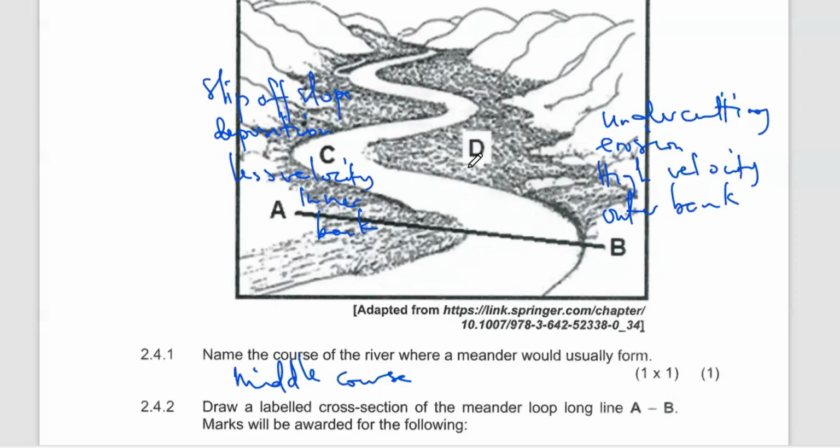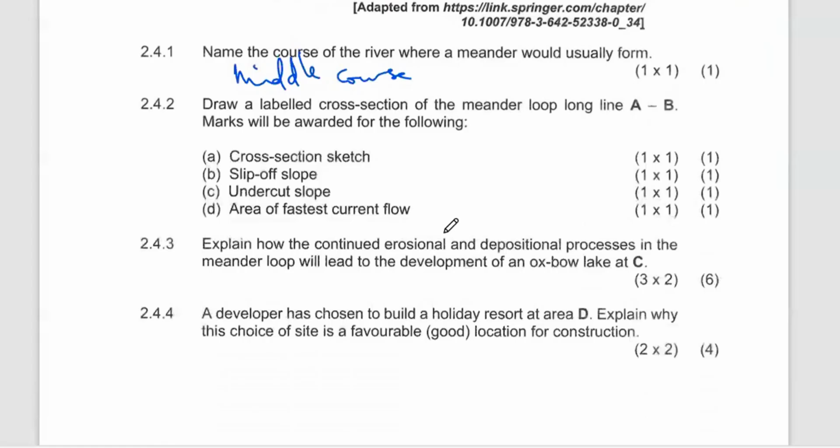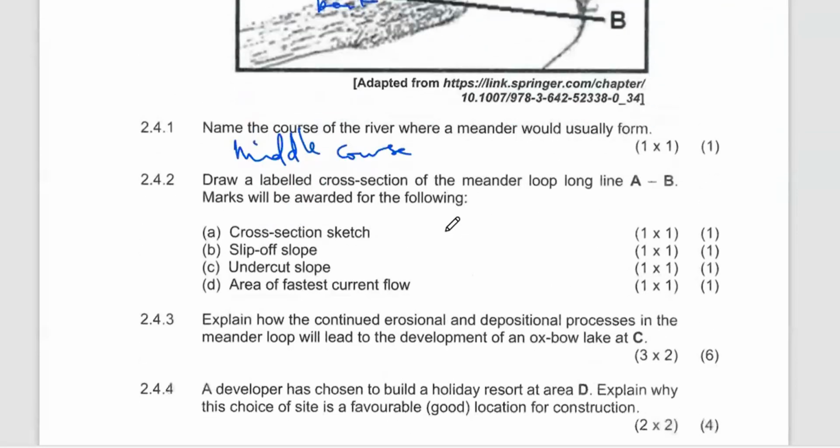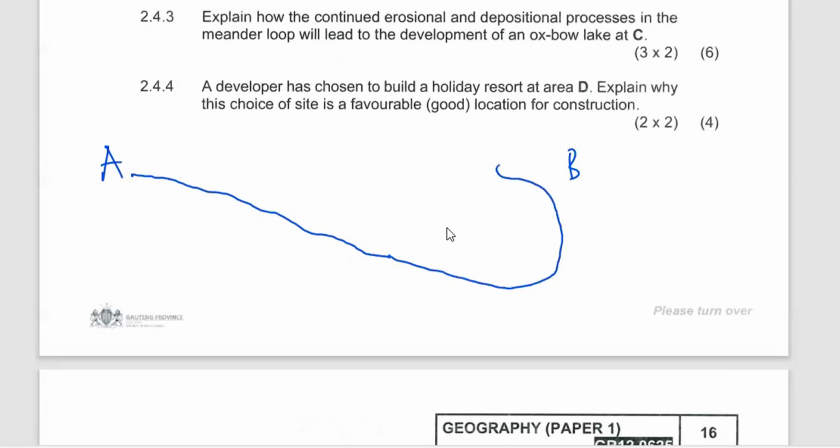Right, so we go back to our question. Our question is saying, draw a labeled cross-section of the meander from A to B. Right, we put our A here, and we put our B this side. Our A, we said there's deposition, implying that this is going to be a slip-off slope. It's gently sloping because there's deposition, and we get into the river channel. As we approach B, there's undercutting, and our B is somewhere here. So the nature of our landscape will look like this.